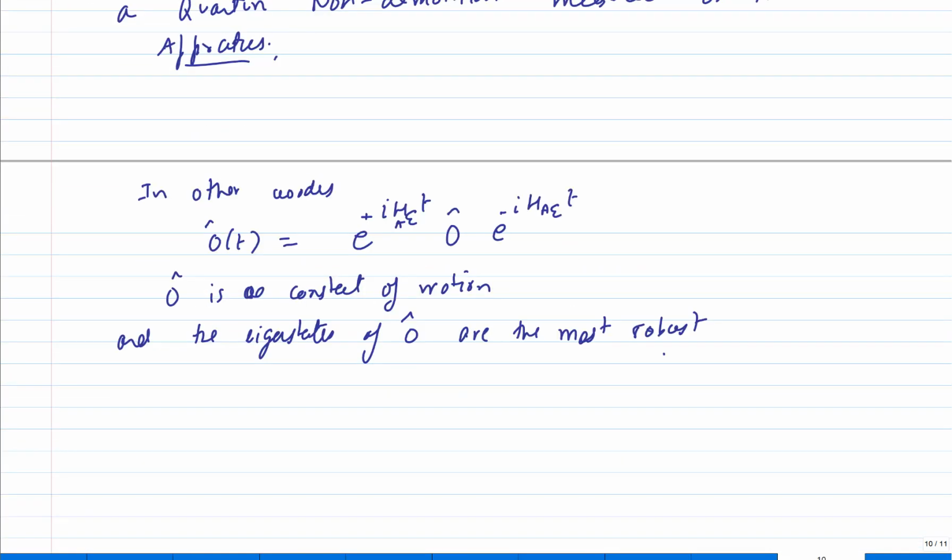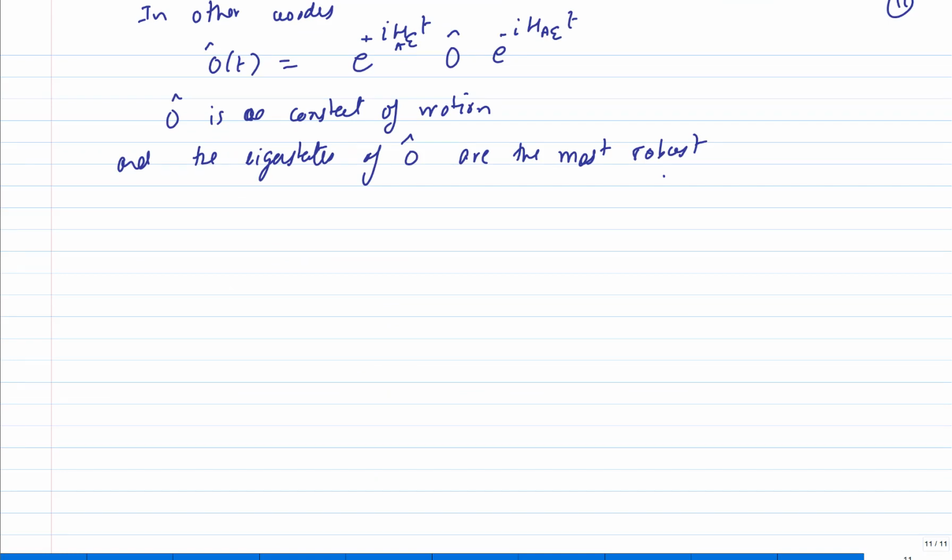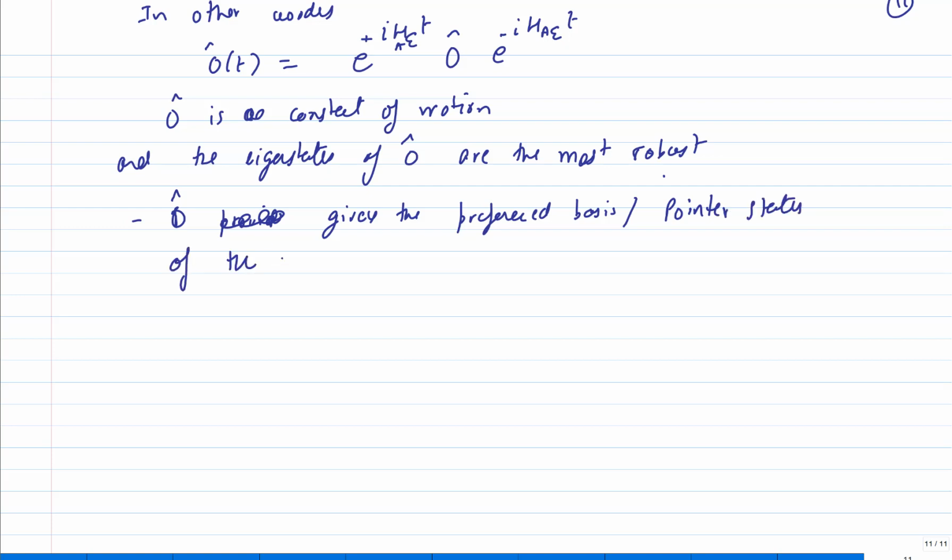So, as we can see, decoherence has helped us answer both questions: how a density matrix converts into a classical density matrix, which can be interpreted as a probability distribution, and also what the preferred bases are. O gives the preferred bases or the pointer states of the measurement.